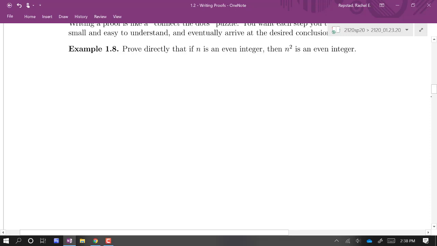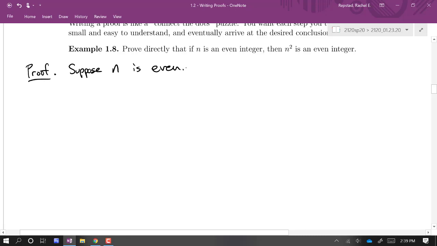So in this example, we're going to prove that if n is even, then n squared is even. So let's begin. We're going to do this directly, so we're going to suppose n is even. That's the only thing we're supposing here. So where does that get us? What can we do with that? We have a good starting foundation. The foundation is strong.